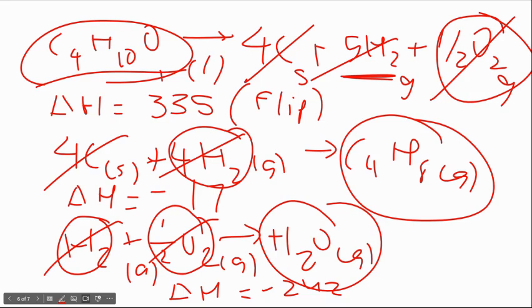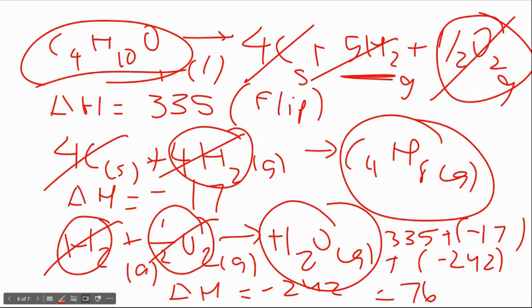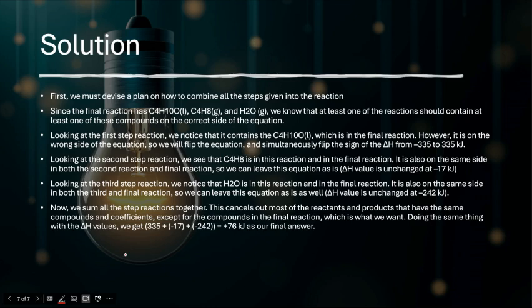Now all we have to do is sum the delta H values as well. We have 335, plus negative 17, plus negative 242. So 335 minus 17 minus 242. So I get positive 76, and don't forget units, kilojoules, and that should be our answer. Positive 76 kilojoules.